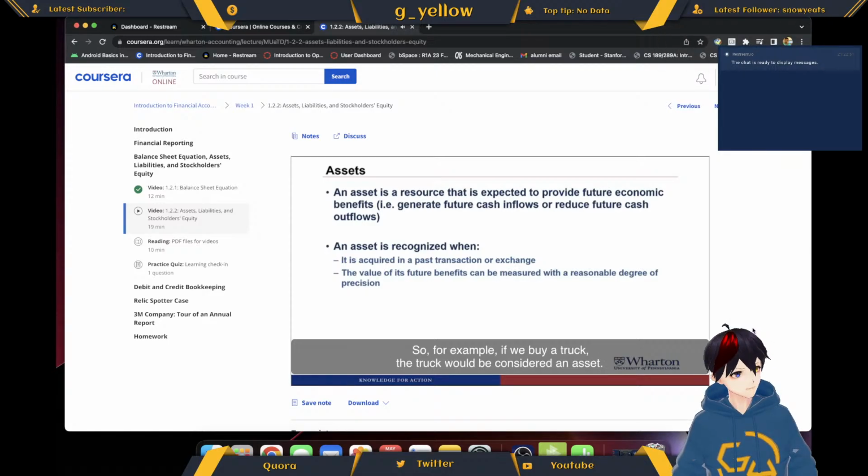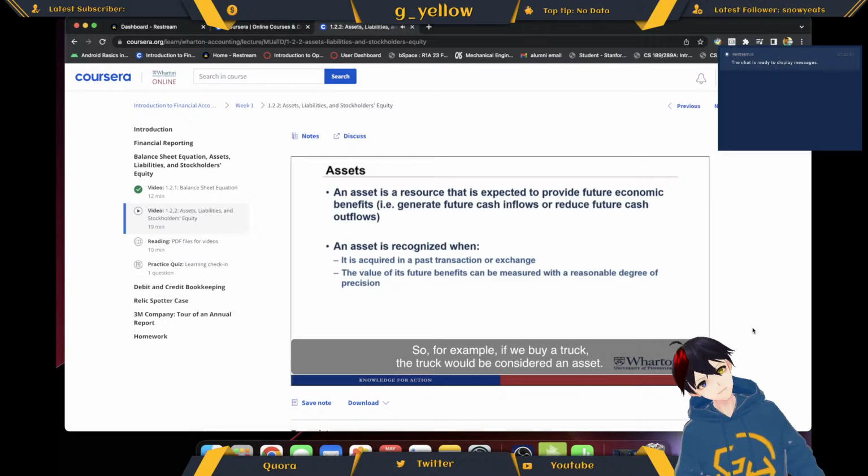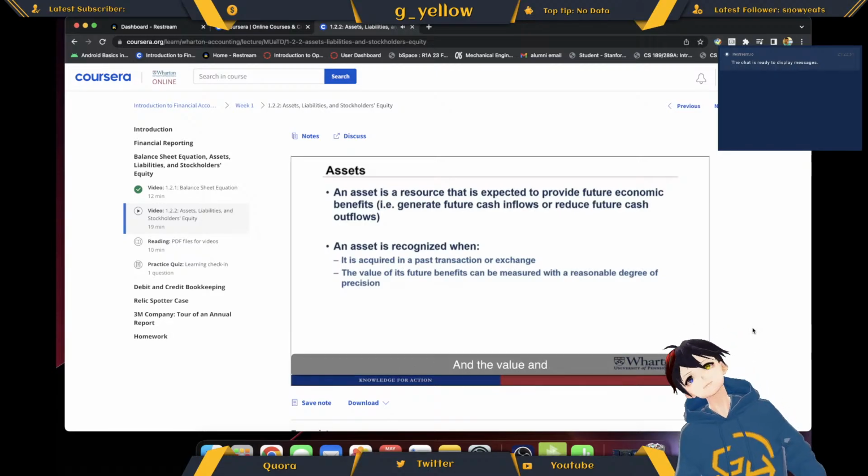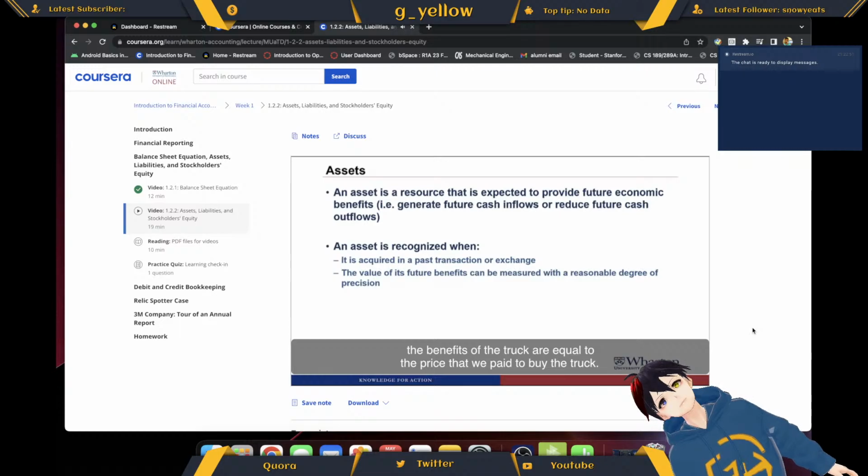So for example, if we buy a truck, the truck would be considered an asset. We acquired ownership of the truck in an exchange, and the value of the benefits of the truck are equal to the price that we paid to buy the truck, so both criteria are satisfied, and it would be an asset.